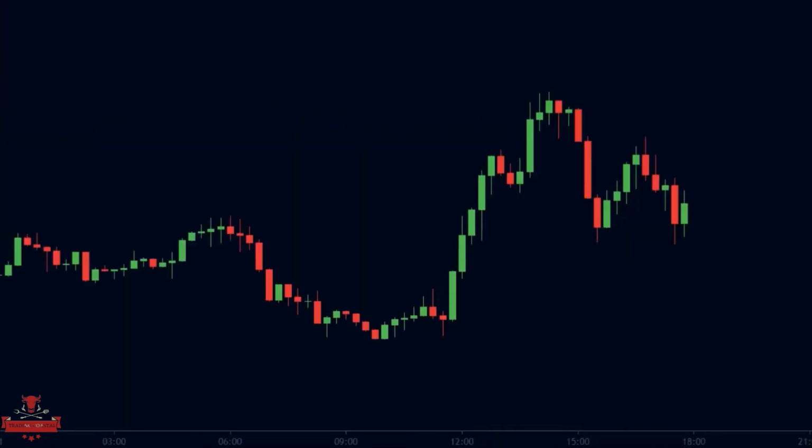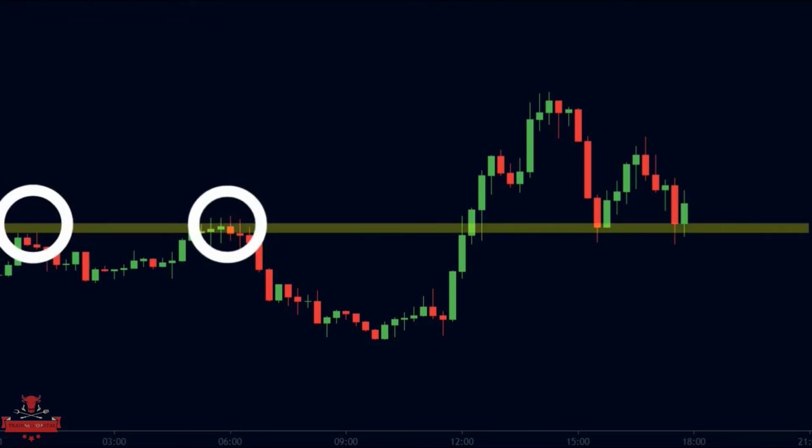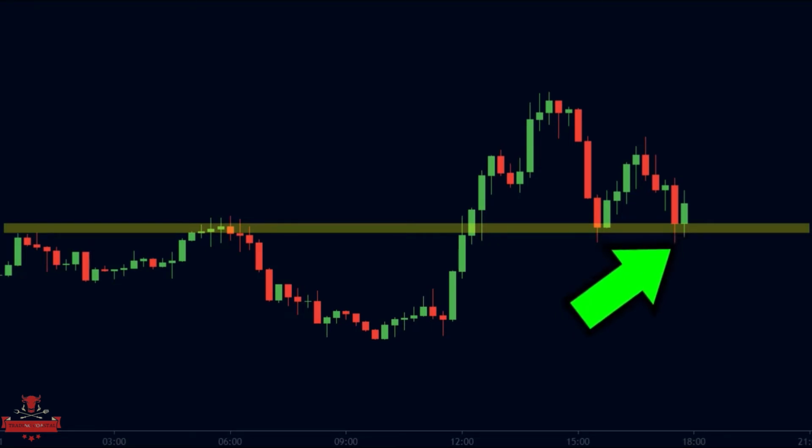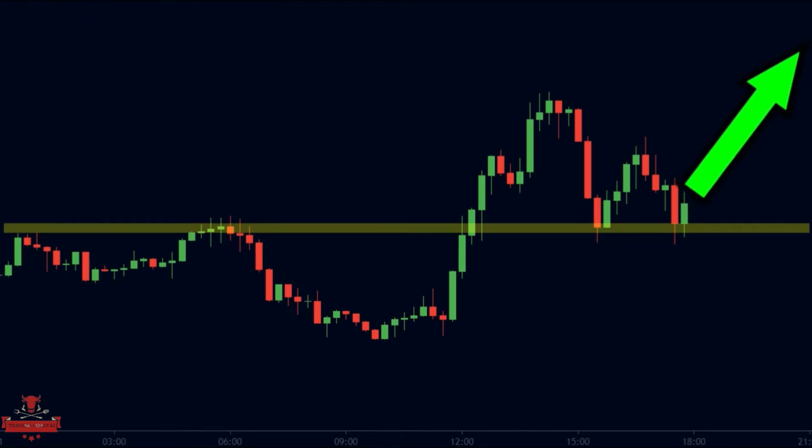Have a look at this chart. Here we can see that price faced resistance 2 times before breaking above the level. And now, it has made a pullback to retest this level again. Hence, we can expect the price to reverse after hitting this level. Therefore, we wait for a candlestick formation.